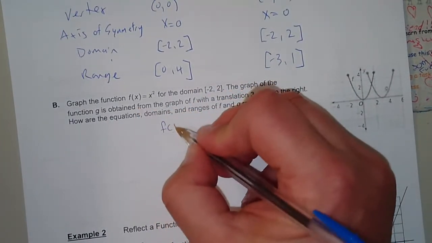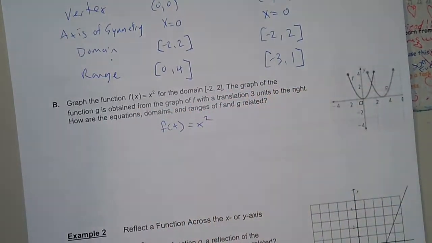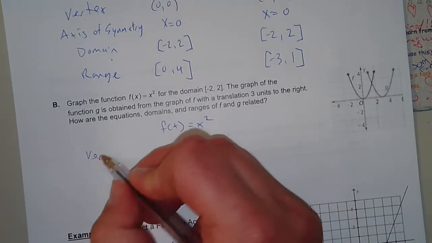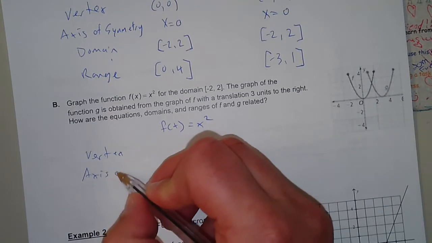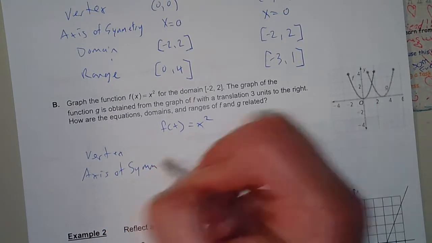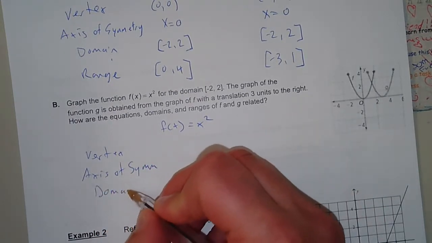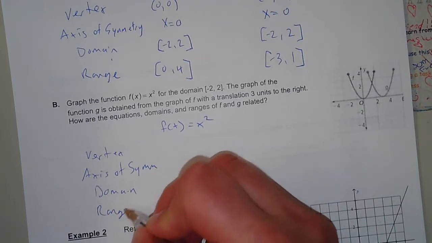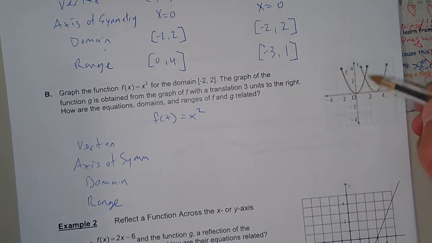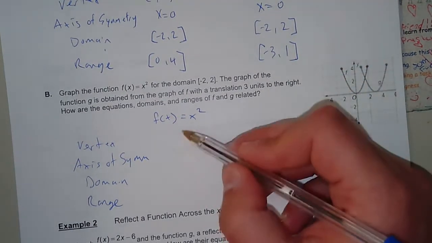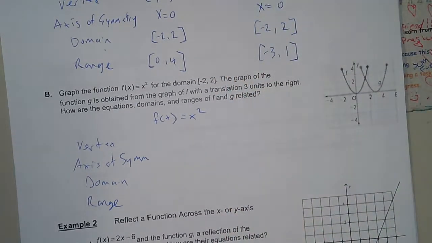So you say we've got this f of x function that's x squared, and we're going to talk about these four things. We're going to talk about the vertex, the axis of symmetry, the domain, and the range. So here's the super easy part. The f of x function is this same one. It's just x squared. So all this information is going to be exactly what it was before.